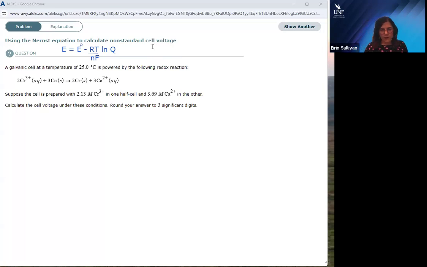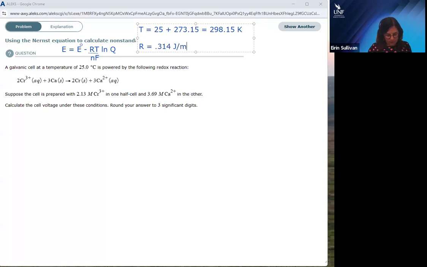Well, real quick, we can just do temperature. So 25 degrees plus 273.15 gives me 298.15 Kelvin. Now I can sleep at night. Then n, we're going to have to work out. F is the Faraday constant and R is the gas constant. So R is 8.314 joules per mole per Kelvin.